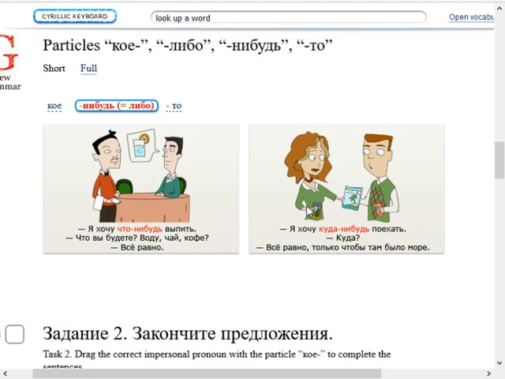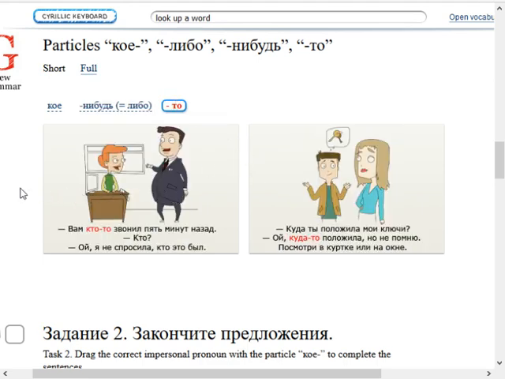Typical sort of male-female interactions. The guy asks, where do you want to go? And the woman says, I don't care, I just want to be at the sea. It happens that way in real life too, trust me.